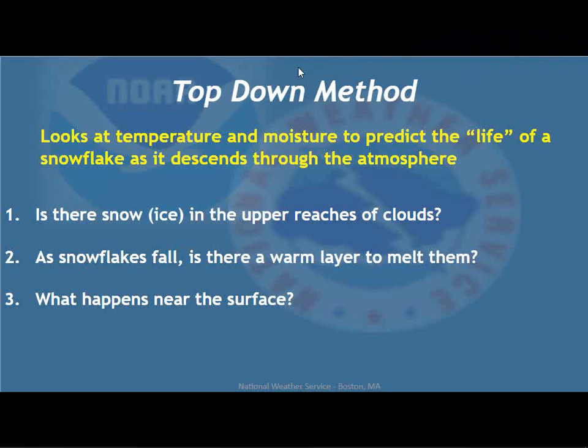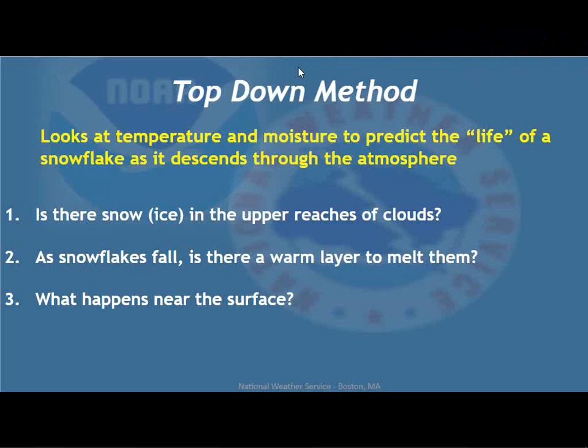One of the popular methods used by forecasters to forecast the precipitation type is what we call the top-down method. And as the name suggests, we look at the atmosphere from the top to the bottom at the surface. There are three questions that we like to ask ourselves, and that has proven to be pretty reliable over the years. The first question is, is there snow or ice in the upper reaches of the clouds?